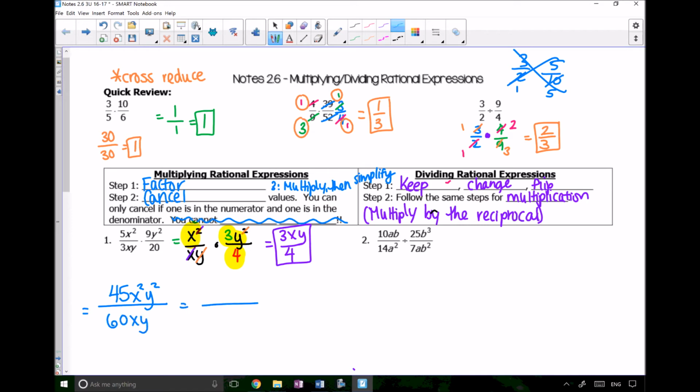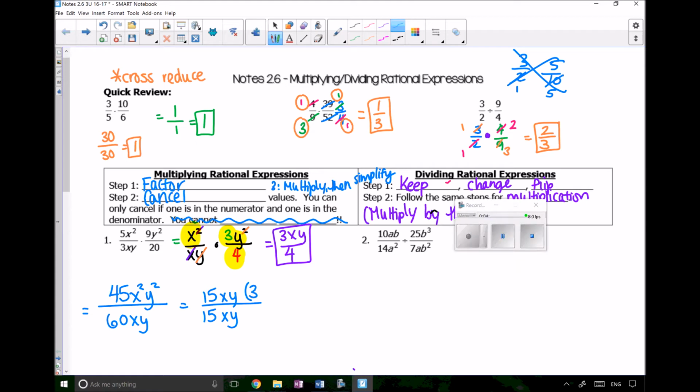So then looking at my numerator and my denominator, I'm going to find a GCF. So what's in common with 45 and 60? They're both divisible by 15. And then x squared y squared and xy both have an xy in them. So I'm going to factor those out. When I factor out 15 from 45, I get 3.